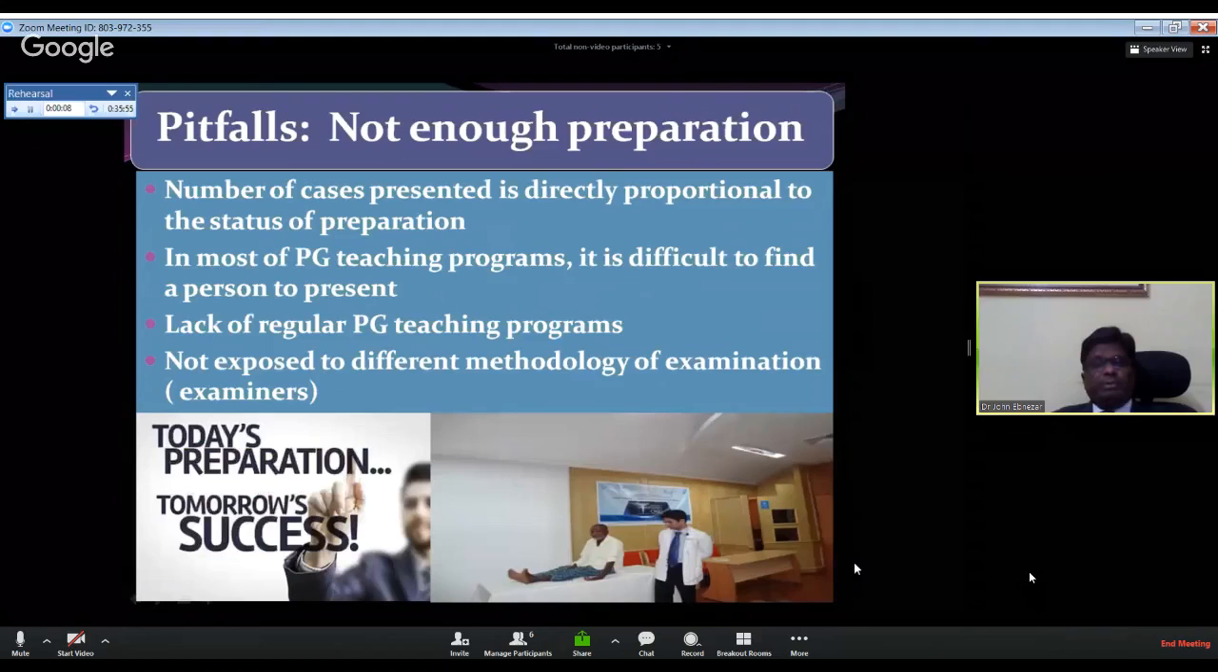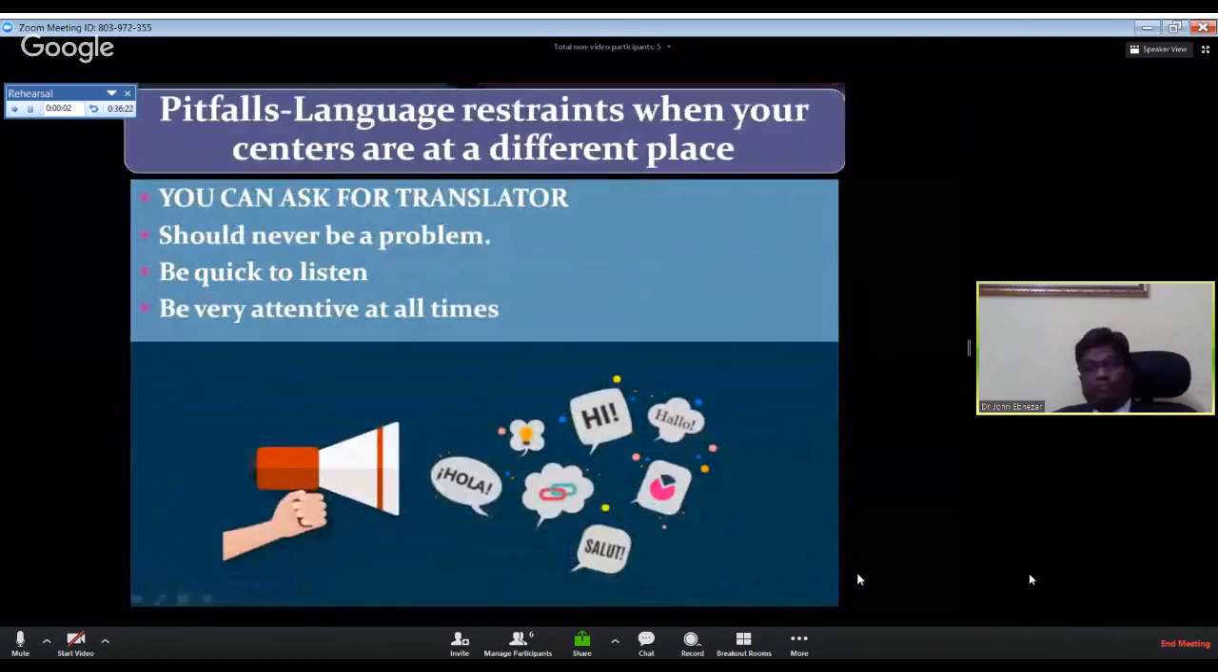Most of the PG teaching programs have seen PG students shy away from presenting cases. They don't want to come forward to present. No, you have to present as many as possible. And not attending many teaching programs also means lack of preparation, and not being exposed to different examiners. Some examiners have different viewpoints. If you expose yourself to them, you will know more. And then language restrictions: a North Indian may get a South Indian examination center, or a South Indian may get a center in North India.